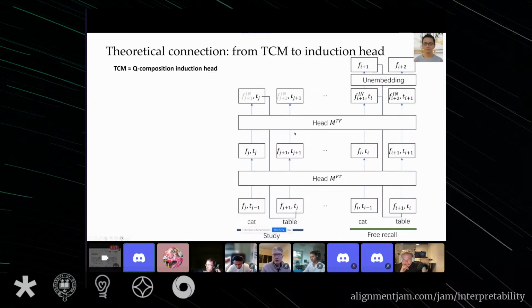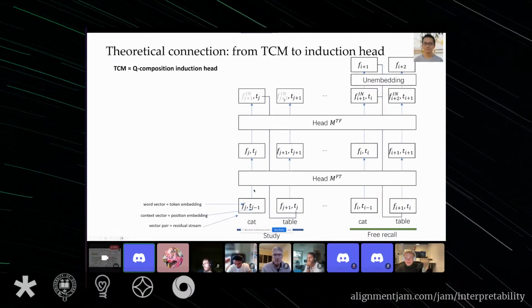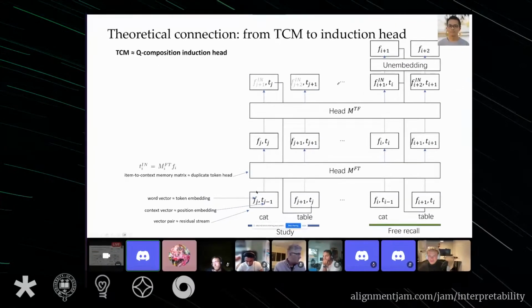attention-only transformer models with the induction head. Sorry if I say anything unclear here, and I recommend you look into the technical report about my project. So the word vector in TCM will correspond to the token embedding here, and the context vector in TCM will correspond to the position embedding. The pair of these two vectors will be the residual stream observed in the typical transformer models.